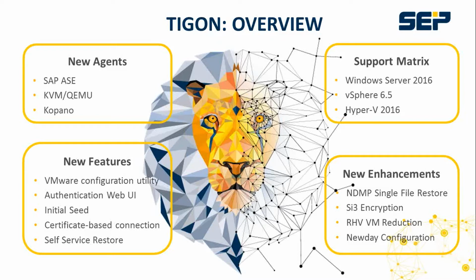Then we have a brand new agent for KVM based on the QEMU hypervisor. And we have a new agent, Kopano, which is the successor of the ancient Zarafa module, which is now called Kopano. Yeah, we have some pretty cool new features. I will talk about this in a couple of minutes. And some enhancements of our support matrix, that's also important. And some enhancements in the functionality, which I will also cover on a couple of slides.